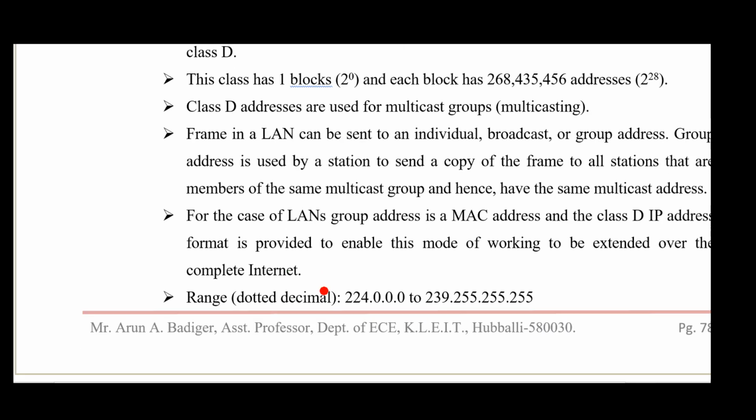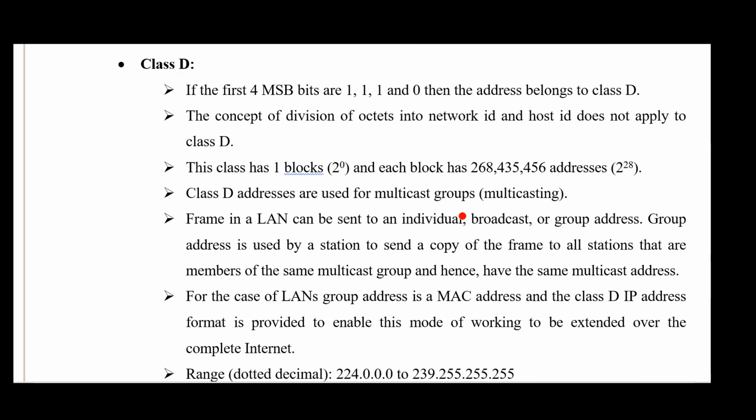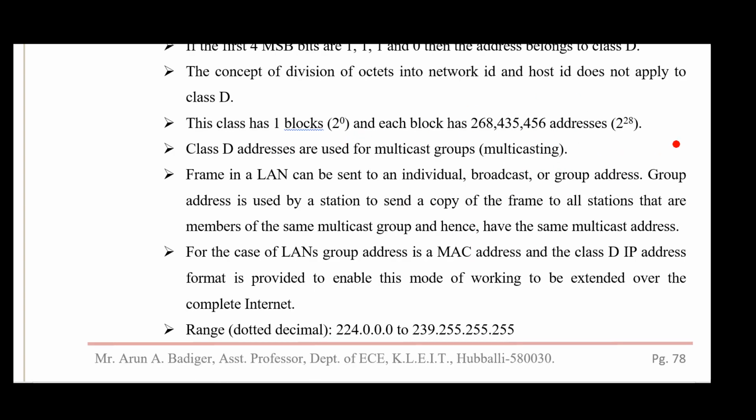Then finally, if I go for class D, 4 bits are used for representing this class. Out of 32, if I subtract 4, then I will have 28. So 2 to the power of 28 will give me a huge number. You can think that 268 crore IP addresses are possible in this one. These are used for multicasting purposes, but we don't require such a huge number of IP addresses for multicasting.